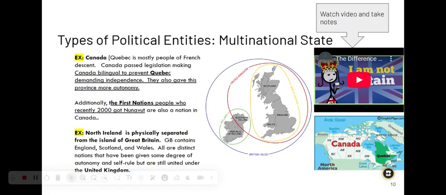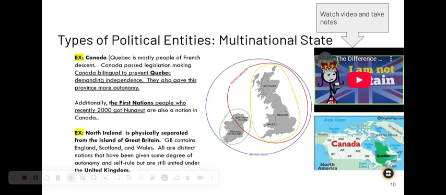So example would be Canada. Quebec is mostly people of French descent. Canada passed legislation making Canada bilingual to prevent Quebec demanding independence. They also gave this province more autonomy. Additionally, the First Nations people, which I told you are the Native Americans in Canada, who recently got Nunavut in 2000, are also a nation in Canada.